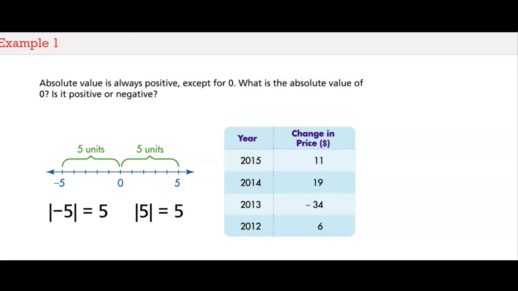Absolute value is always positive, except for 0. What is the absolute value of 0? Is it positive or negative? The absolute value of 0 is 0, and 0 is neither positive nor negative.